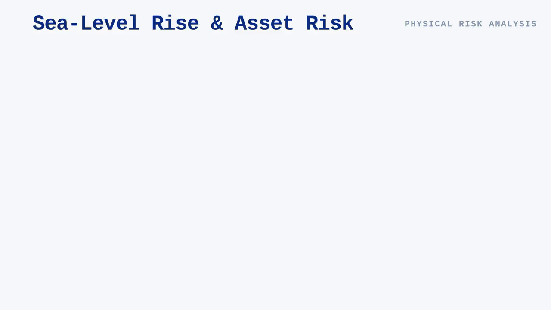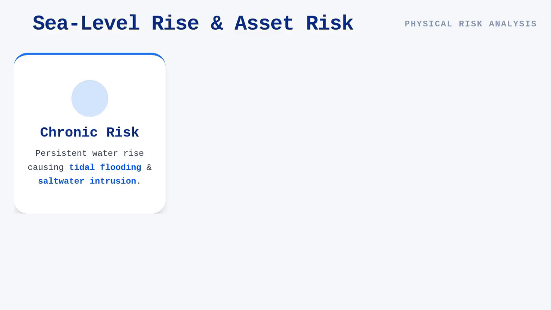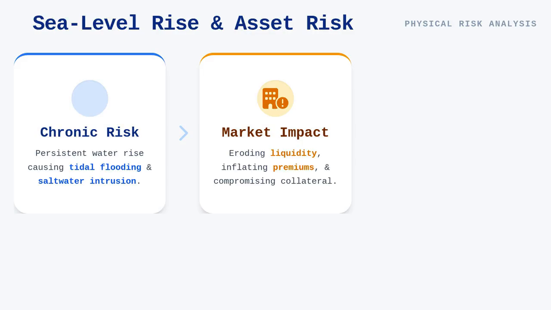Sea level rise serves as a primary example of how chronic physical risk dictates the longevity of asset values. As coastal water levels persistently climb, properties that were historically located on stable dry ground may experience increased susceptibility to tidal flooding and saltwater intrusion. This process does not occur in a vacuum. It impacts the liquidity of real estate markets, insurance premiums, and the underlying collateral security of bank portfolios.